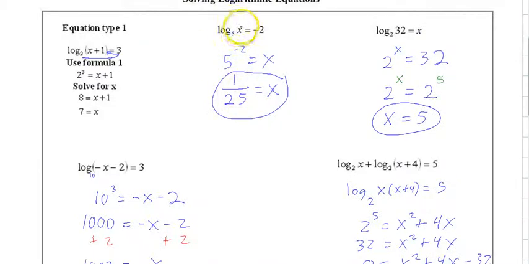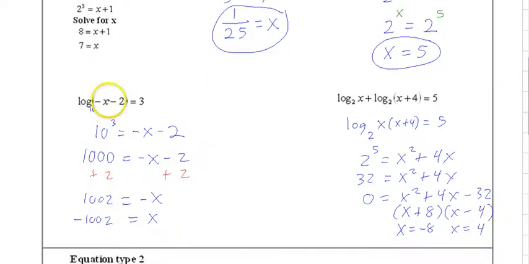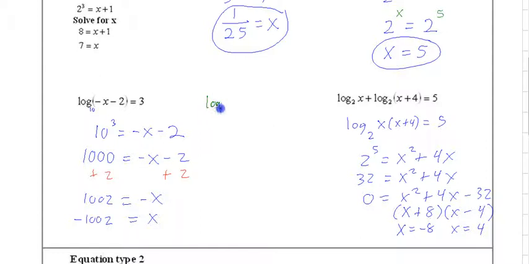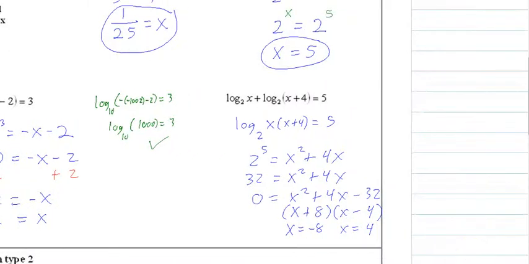So when we plug it in, we get 1 over 25. And we do know 5 to the negative 2 is 1 over 25. This one we don't have to worry about. Negative 1002, so when we plug it in, I'll do it in green to check. Log base 10 of the negative of negative 1002 minus 2, and that's supposed to equal 3. So that's positive 1002 minus 2, which is 1000. And is 10 to the power of 3 1000? Yes, it is. Now let's check these.